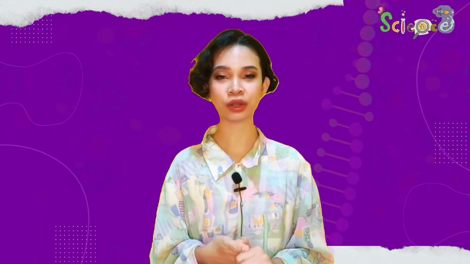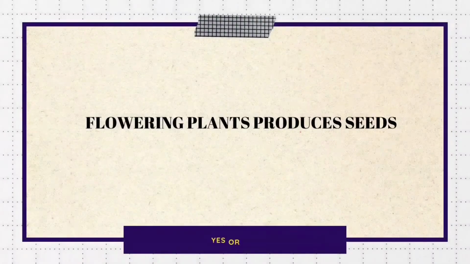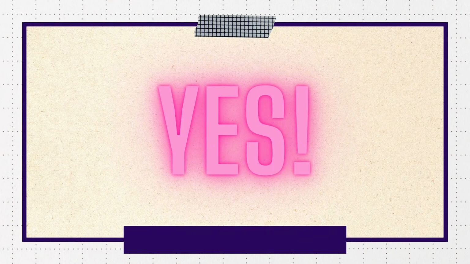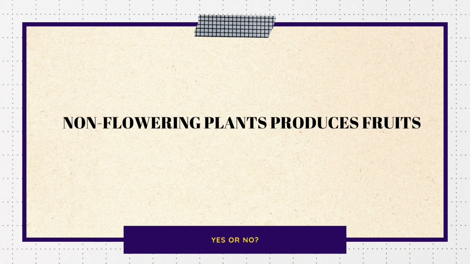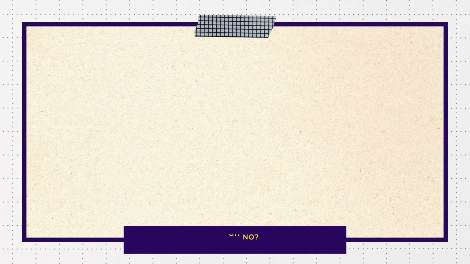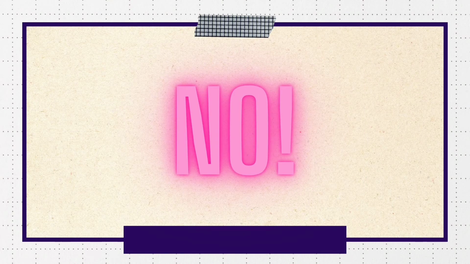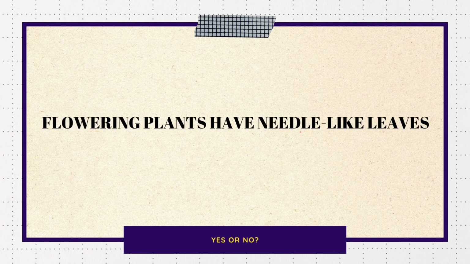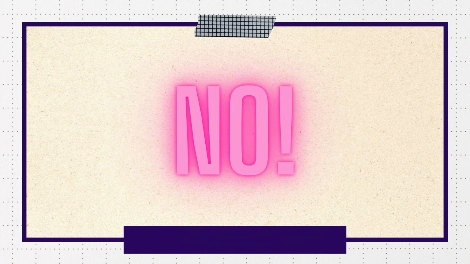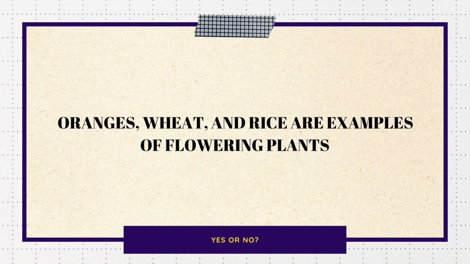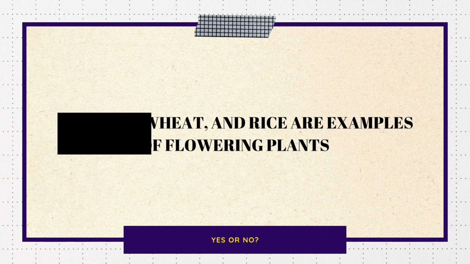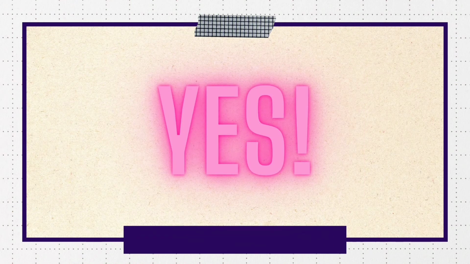For number 1, what is the answer? Flowering plants produce seeds. Yes or no? Yes. Number 2, non-flowering plants produce fruits. What is the answer? It's no. Number 3, flowering plants have needle-like leaves. Yes or no? It's no, children. Very good. Number 4, oranges, wheat, and rice are examples of flowering plants. It's yes. Very good, students.